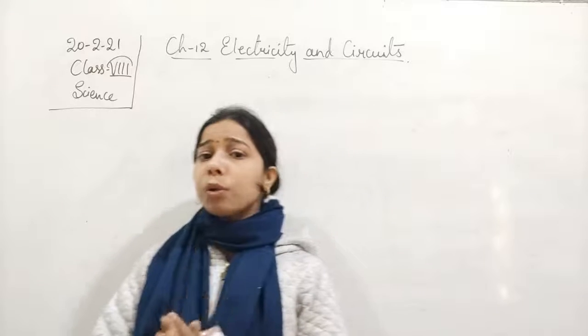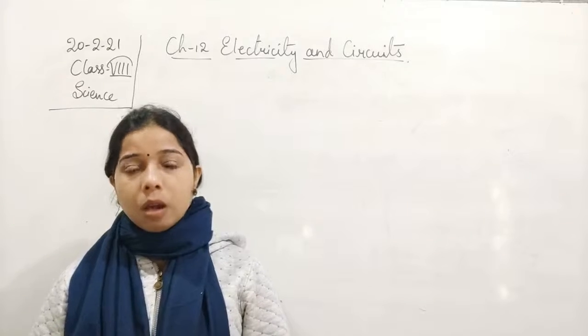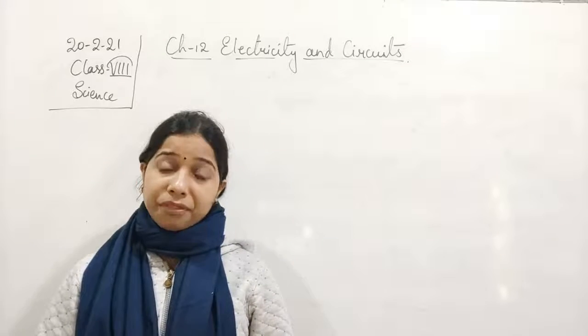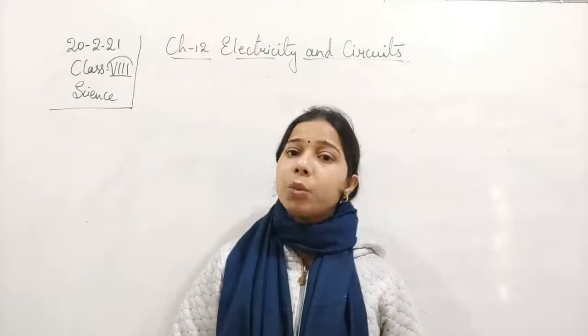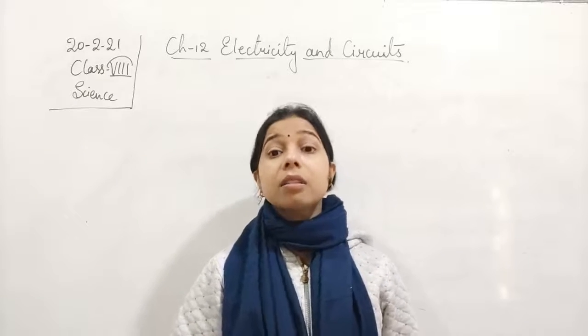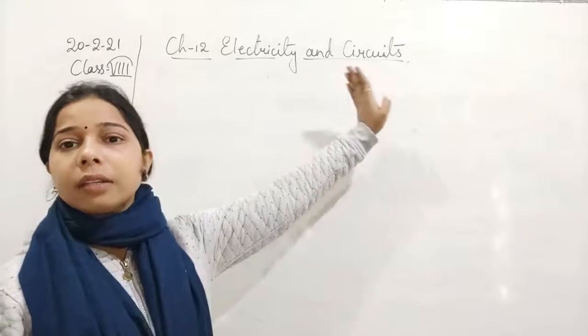I hope you have all understood how the torch bulb works and what things are present in it. The next thing we have started to understand, students, is the circuit, which is the second topic of this same chapter.